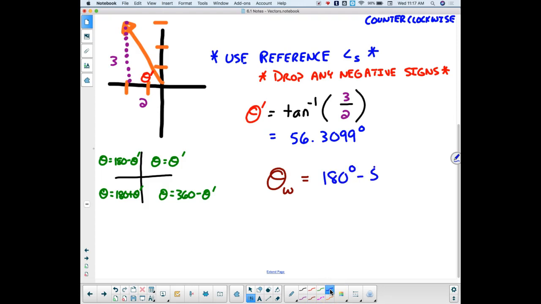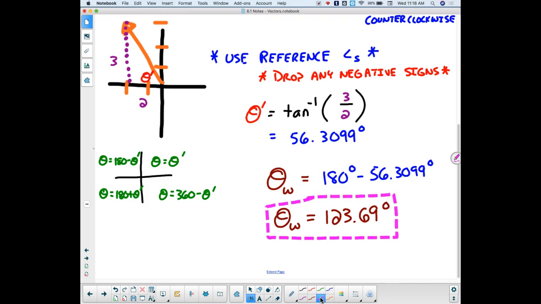is going to equal 180 degrees minus 56.3099 degrees. And I get here that theta, the direction angle of W, is 123.69 degrees. Agree? Trig-wise, that makes sense. Because if I'm over here, this is my 0 degrees, and then this would be 90 degrees up here. It's got to be somewhere between 90 and 180. Agree?